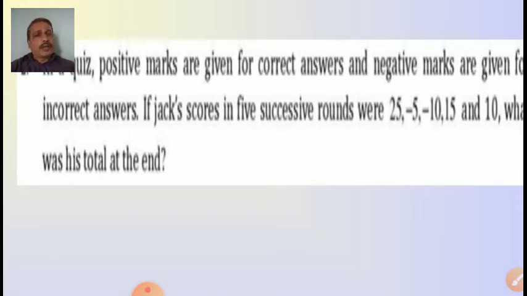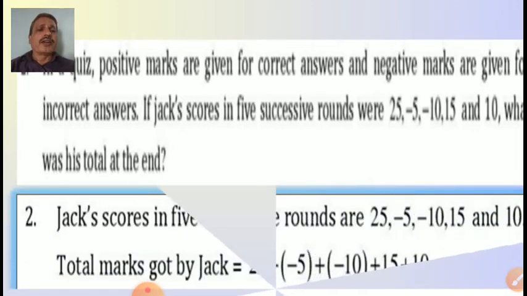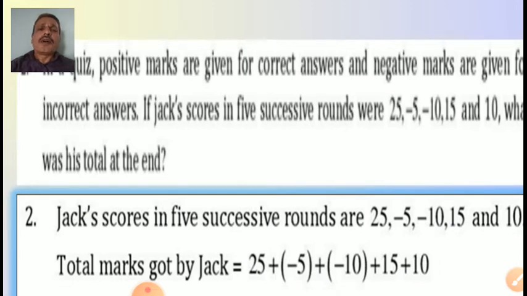Students, you are playing a quiz. Sometimes you will get plus marks, sometimes it's negative also. Incorrect answer means negative. Let's check the answer. Jack's scores in 5 successive rounds are given. That means we have to add up. Addition of these numbers, it's so simple.